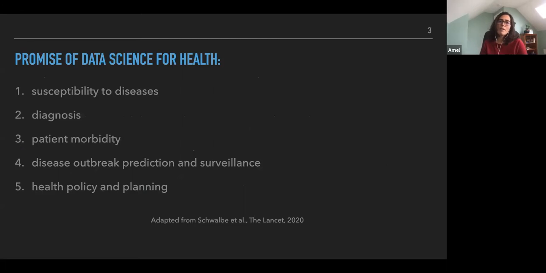So data science methods and AI are becoming key to translate biomedical research data, and are definitely changing the way healthcare is being delivered in many high-income countries. And the data science-driven interventions could basically be categorized into these 5 different categories, starting from studying susceptibility to diseases to predicting outbreaks and surveillance, and also planning and informing health policies.